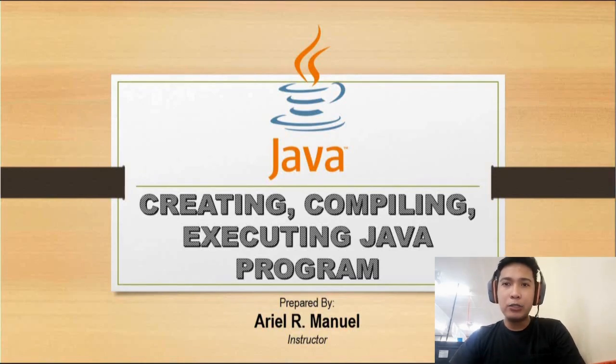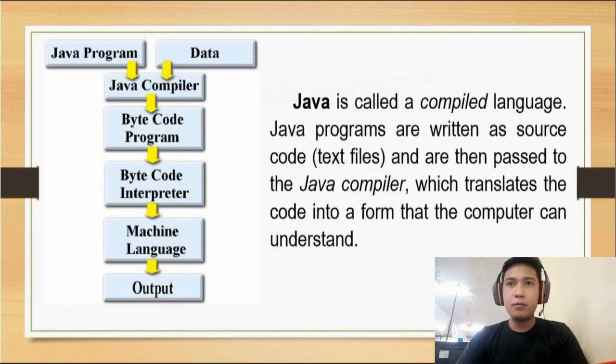Hello guys! So today I will discuss the three primary activities of a program, which is creating, compiling, and executing a Java program. And later on, we will apply all of this discussion in a real Java program using the JCreator. Okay, let's start.